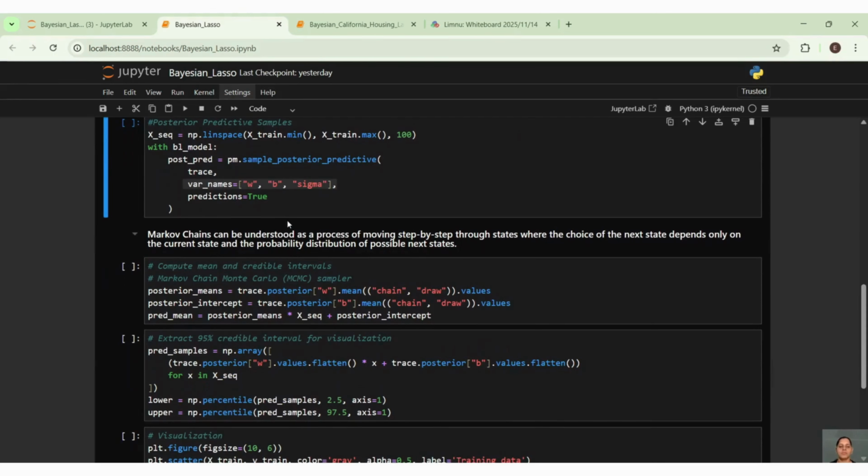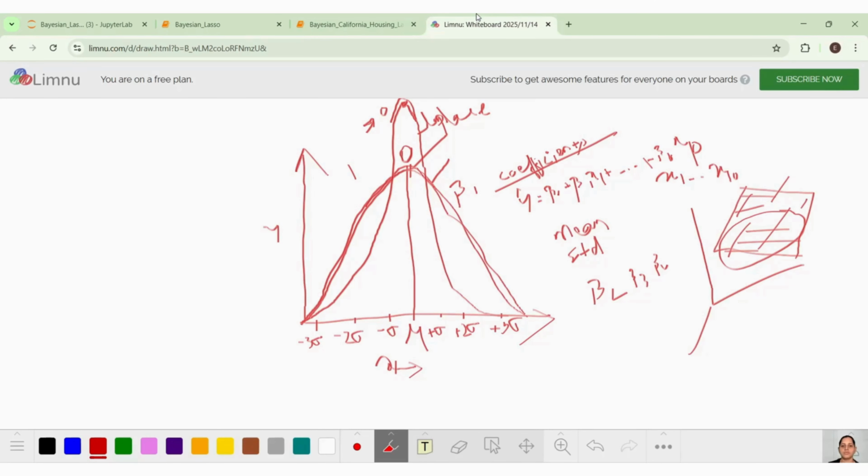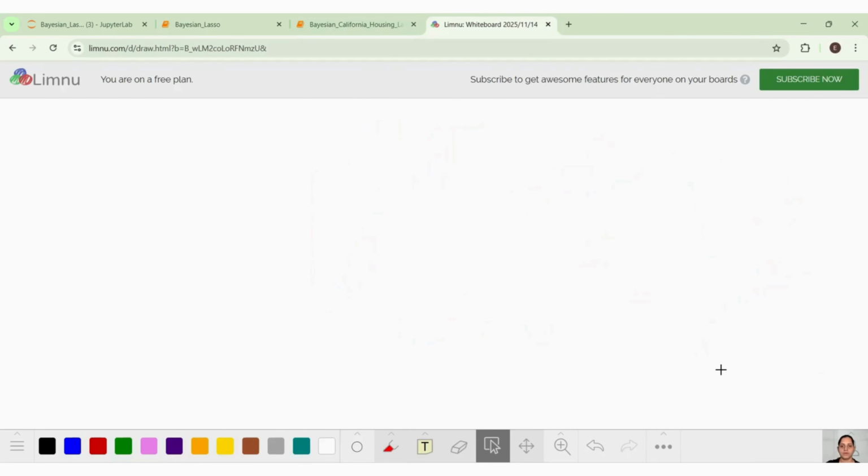And here one more important fact, guys. Here the whole sampling method is happening based on the Markov chain and draw, MCMC sampler. And what is the sampling, guys? Let me take you to the whiteboard and explain you.